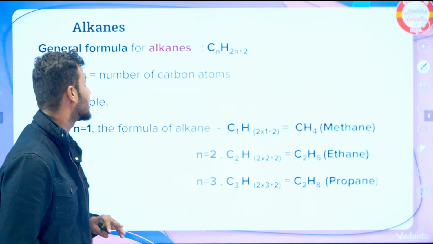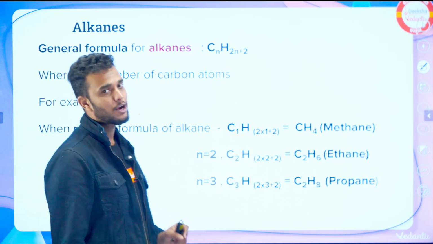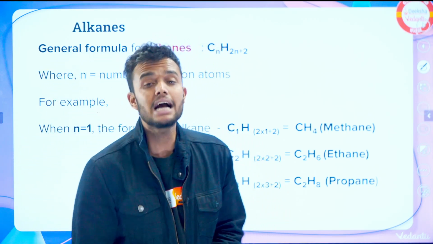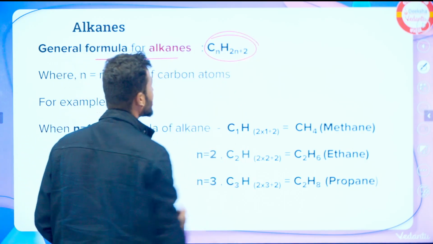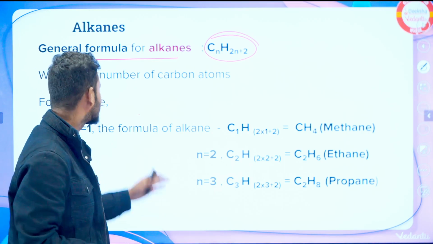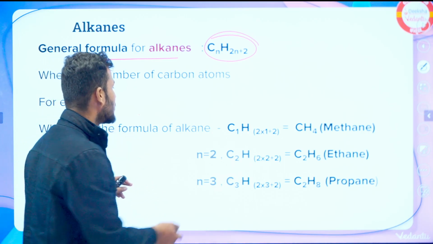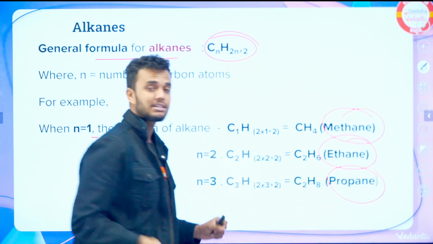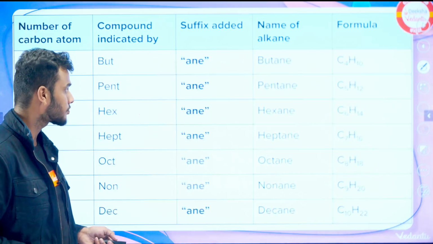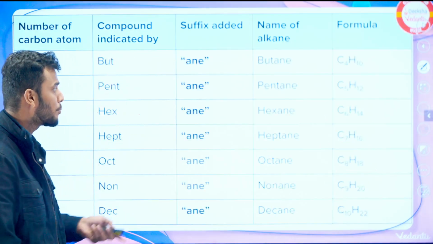Let's move to the alkanes. Alkanes are saturated hydrocarbons containing single bonds. The general formula of alkanes is CnH2n+2. For example, where n is equal to 1, we call that alkane methane, then ethane and propane. In IUPAC we will discuss naming in detail. Next, these are other examples, propane, pentane.